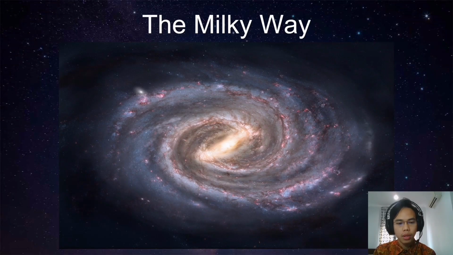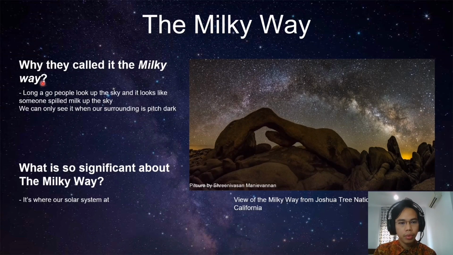This is the picture of the Milky Way. Before I continue the history of the Milky Way, I would like to explain a bit about it so you have a better understanding of the universe. So why do they call it the Milky Way? Long ago, people looked up in the sky and it looked like someone spilled milk. We can only see the Milky Way when our surroundings are pitch black dark.